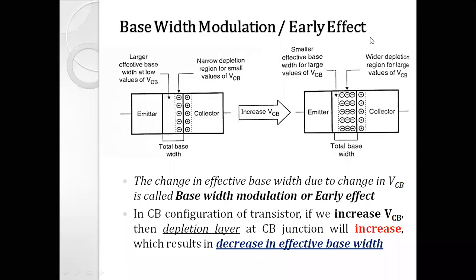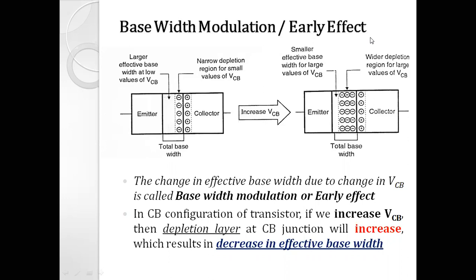Well, here is another session of unit number 2, which is bipolar junction transistor and its biasing. In this session, I am going to cover a couple of topics. The first one is base width modulation, which is also known as early effect. Then the remaining characteristics for common base configuration.